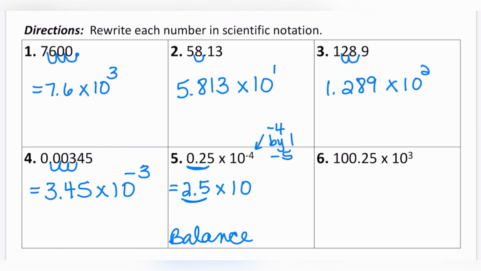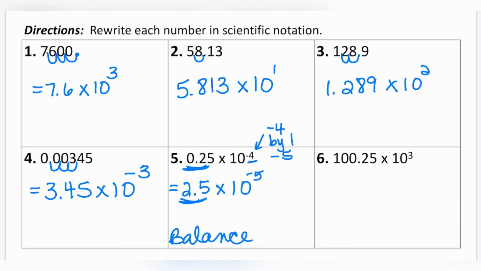Remember that in a negative number, the bigger that negative number, the smaller it actually is. So here, 0.25 times 10 to the -4 becomes 2.5 times 10 to the -5. 0.25 compared to 2.5, that number got larger, so therefore I have to balance it out by making the power smaller. In question number 6, the number is 100.25 times 10 to the third.